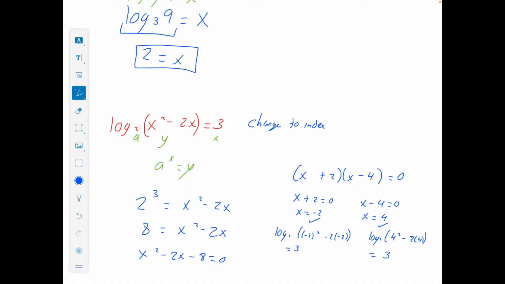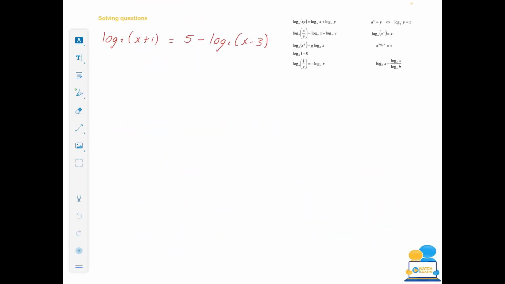We might see later that sometimes if you get out a certain number, it just won't work with the log, because what's after the log, so this bit here, can never be negative. So sometimes you might have to discount one answer. Not the case here.